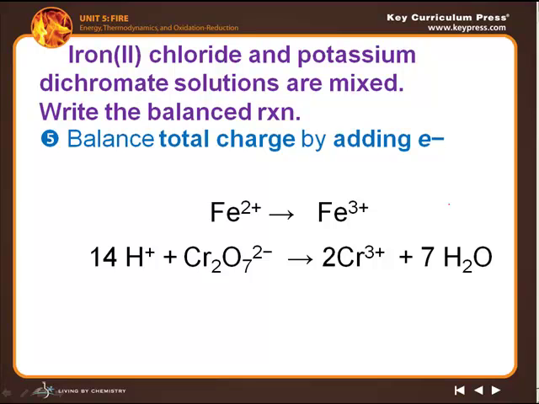So for the first one, we start with a 2+ charge, we go to a 3+ charge. It's going through oxidation, so it's losing electrons. The number of electrons it's losing to go from 2+ to 3+ is 1 electron. So now the charge is balanced on that first half reaction. On the second one, we've got to add up the charge and figure out how to balance the charge on the second half reaction.